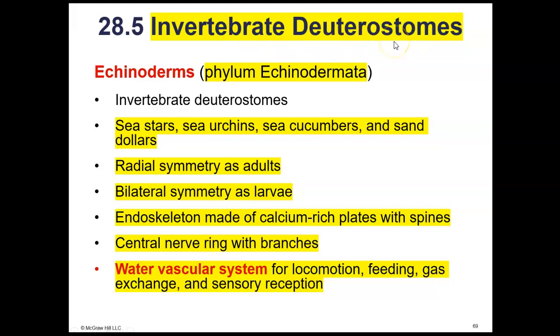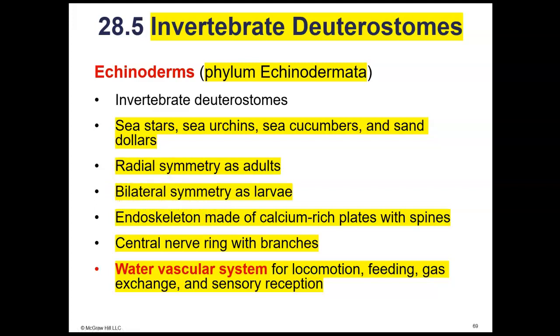So the deuterostomes include the phylum Echinodermata, which are all invertebrates, and then also the phylum Chordata, which will be in the next chapter, and that is mostly vertebrates. So let's talk about the phylum Echinodermata. We know they're invertebrates. We know they're deuterostomes, meaning the second opening during development forms into the mouth. The examples would be sea stars, sea urchins, sea cucumbers, sand dollars. As adults, they have radial symmetry, but their larvae are bilateral.